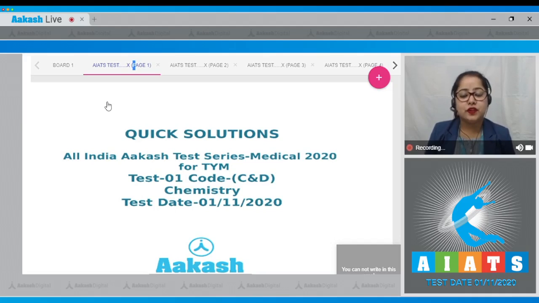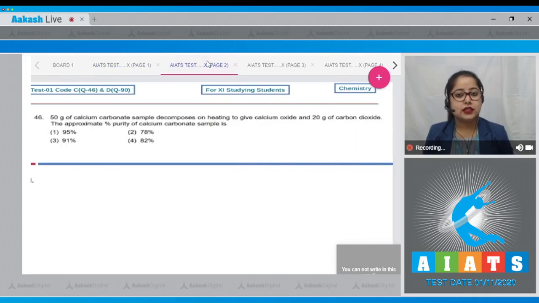Let's proceed with the first question of chemistry students, which is question number 46. Let's read the question. 50 gram of calcium carbonate sample decomposes on heating to give calcium oxide and 20 gram of carbon dioxide. The approximate percentage purity of calcium carbonate sample is. So student, for this question, first of all, we have to write the balanced reaction of decomposition of calcium carbonate.